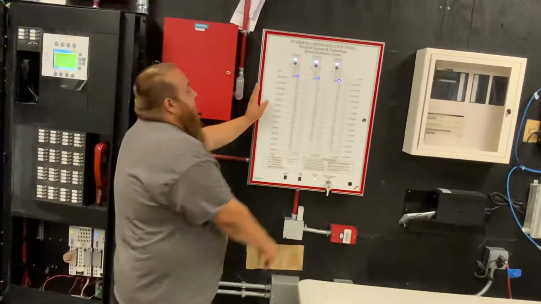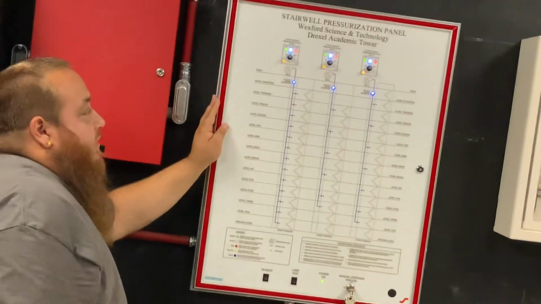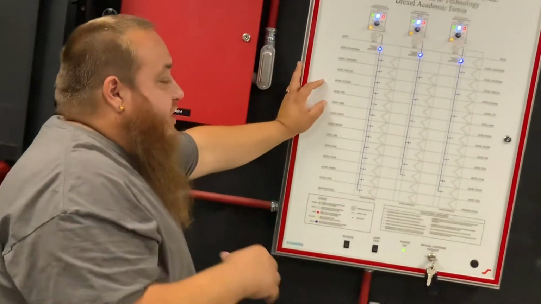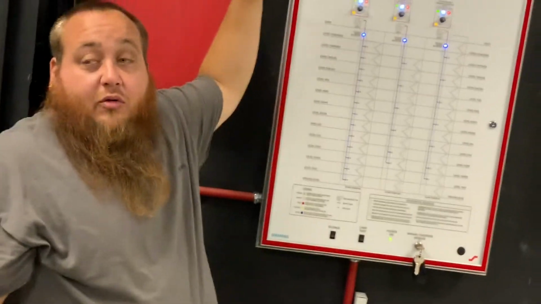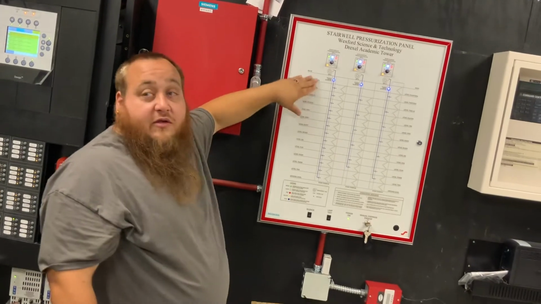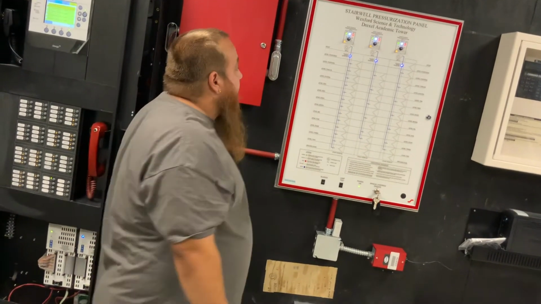Now with these stairwells, there's dedicated duct detectors on the roof for each stairwell. Say that they're blowing in fresh air to keep the smoke out, but there's a fire on the roof and that duct detector goes off, that'll override and shut the system down so they don't push smoke into the stairwell as well.